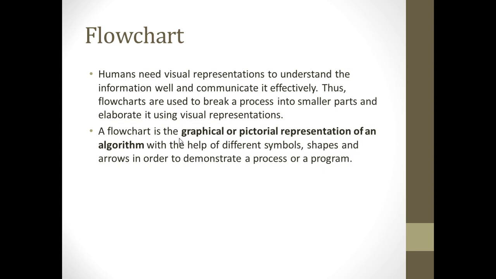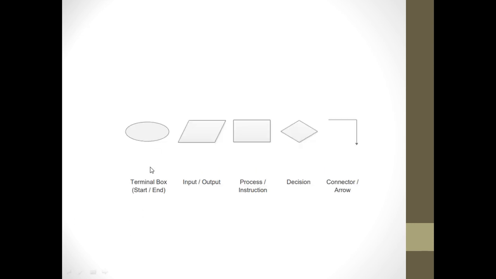So now, what is a flowchart? A flowchart is nothing but a visual representation of an algorithm. We humans perceive images very quickly. So a flowchart is a graphical or pictorial representation of an algorithm, and it makes use of certain symbols, shapes, and arrows.